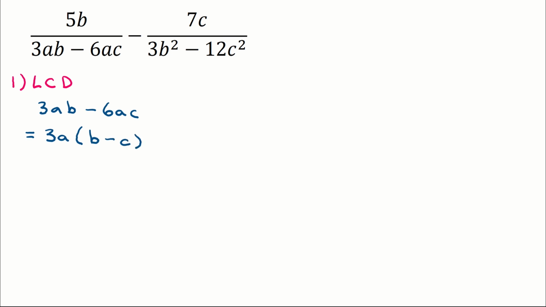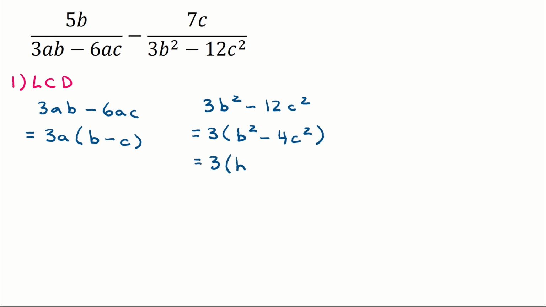For our second fraction, we have 3b squared minus 12c squared. I'm going to start by factoring out the 3, leaving us with a b squared minus 4c squared. And then I have a difference of squares. So 3 times b minus 2c, b plus 2c. And I see a slight mistake in factoring the first one. This is supposed to be a 2c. So sometimes you catch that a little bit later.